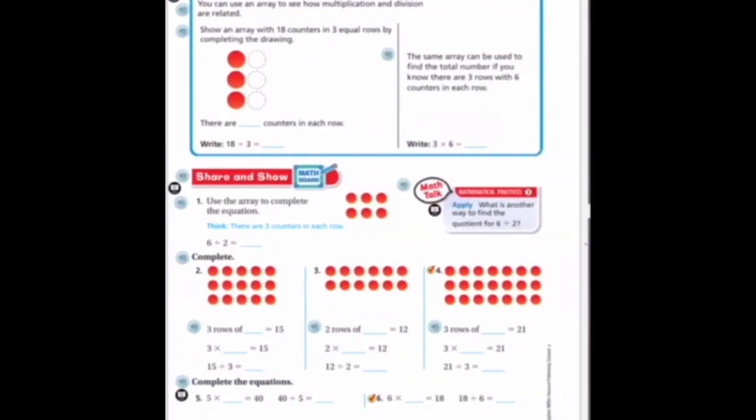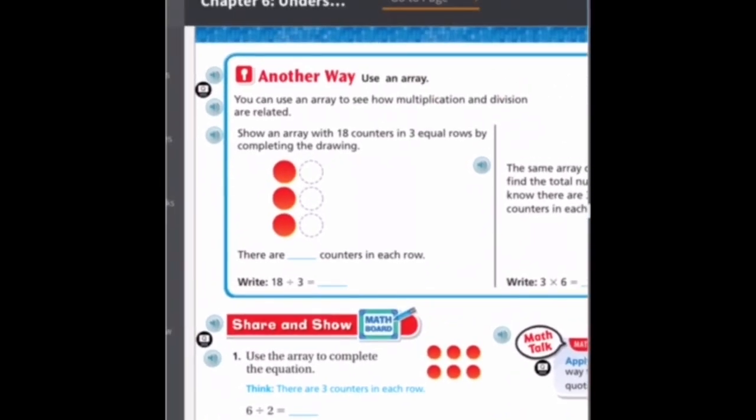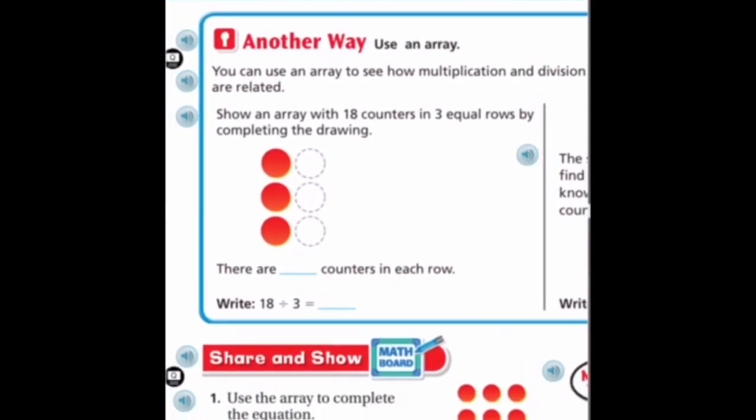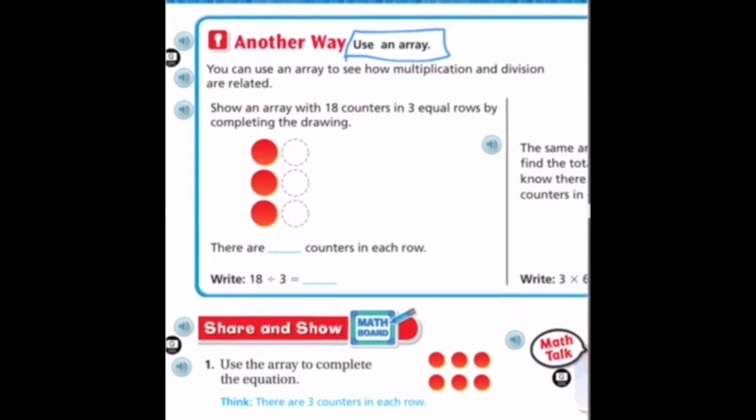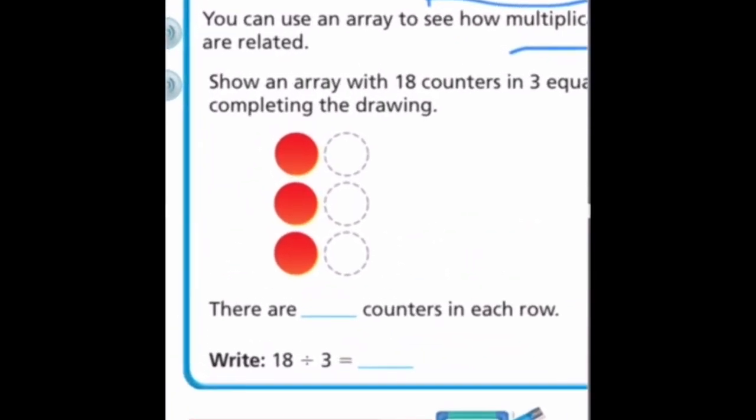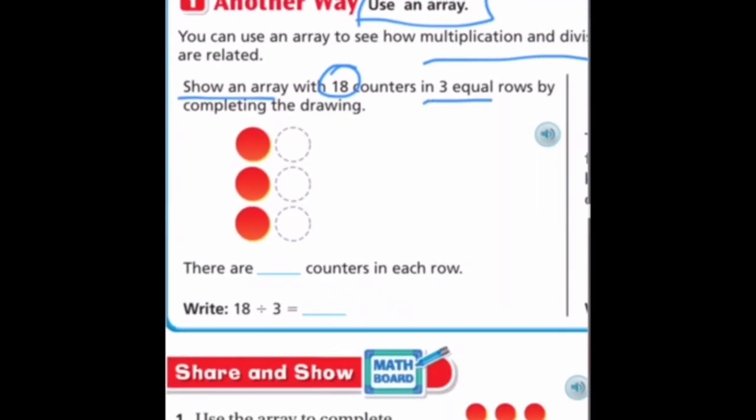All right, let's go on to the next page, another way. And so instead of using the bar model, which I know most of you don't like, we can use an array instead, which a lot of times is easier. You can use an array to see how multiplication and division are related. Show an array with 18 counters in 3 equal rows by completing the drawing.